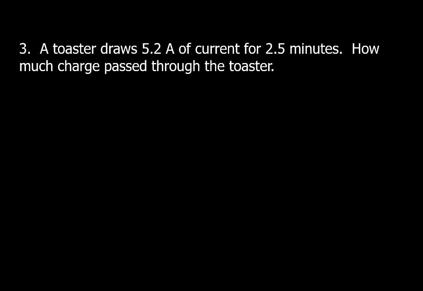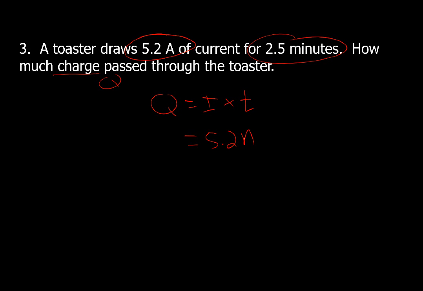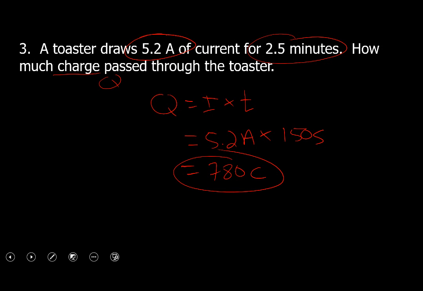Last one I'm going to do with you right now gives you the current. A toaster draws 5.2 amps of current for 2.5 minutes. How much charge? So we're solving for Q now. Q is going to be equal to I times T. That just comes from the same formula. So it's 5.2 amps times, don't forget the time's got to be in seconds, 2.5 times 60 is 150 seconds. Type that into my calculator. It's 780 coulombs in 2.5 minutes.